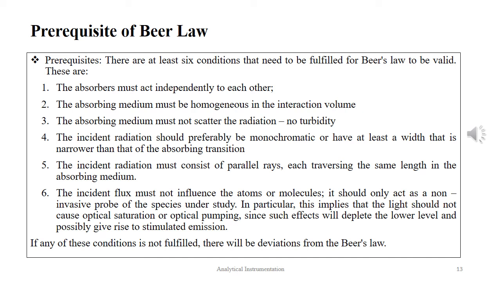the incident radiation would preferably be monochromatic and have at least a width that is narrower than that of the absorbing transition. The incident radiation must consist of parallel rays, each traversing the same length in the absorbing medium. The incident flux must not influence the atoms or molecules. It should only act as a non-invasive probe of the species under study. In particular, the light should not cause optical saturation or optical pumping, since such effects will deplete the lower level and possibly give rise to stimulated emission. If any of these conditions is not fulfilled, there will be deviations from the Beer law.